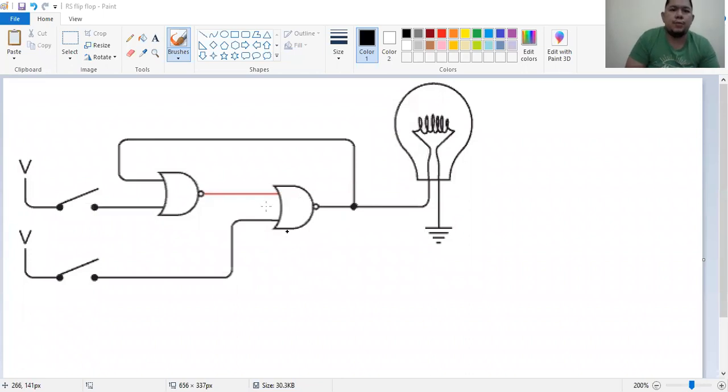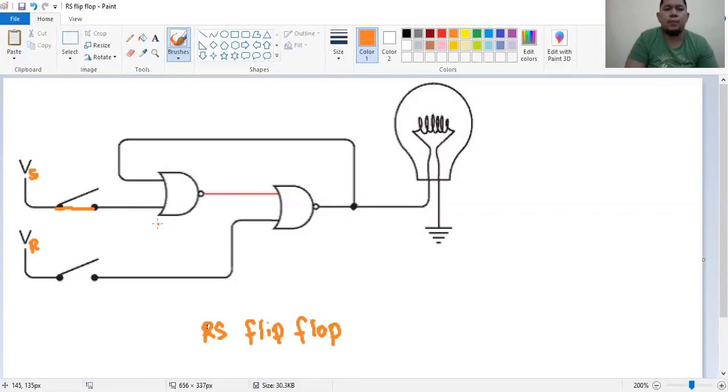Okay, so let's return to the discussion with the RS flip-flop. This is what we call the RS flip-flop. It's called an RS because we have two voltage inputs, one for set and one for reset. Essentially, for set, we close the circuit.